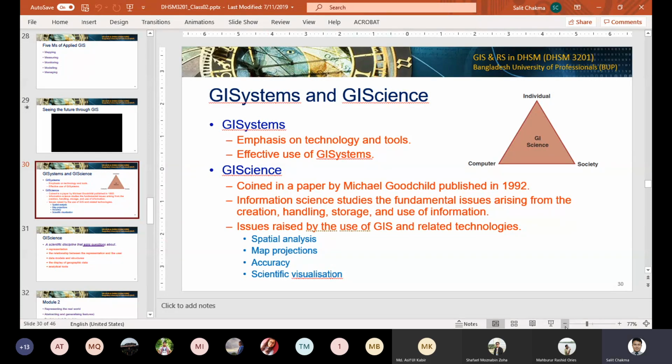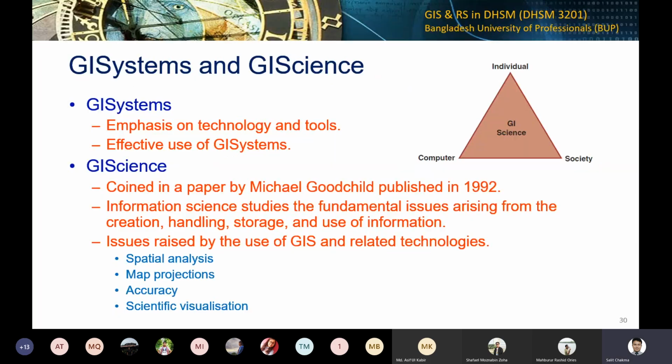Let me make it full screen. Sorry about that. So far we have talked about GI systems, right? So we didn't really talk about any GI science. The difference between system and science is that one talks about technology and tools. So system emphasizes technology and tools available, nothing else. So that is the use or application of GIS technologies.